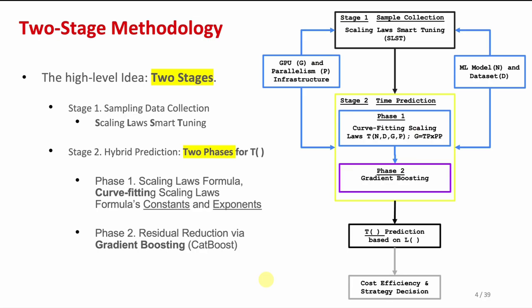Therefore, we designed a two-stage methodology. As you can see, the right-hand side diagram is pretty straightforward. Stage 1, collect the sampling. We call it SLST, scaling law smart tuning, which is hyperparameter tuning that follows the scaling law. The second stage is to predict the time, and it has two phases. Phase 1 is scaling law. The second phase is gradient boosting.